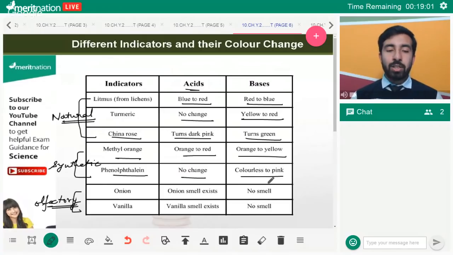So this is your table for your different indicators and their color change. You can take the screenshot or you can note it down somewhere in your notebook.